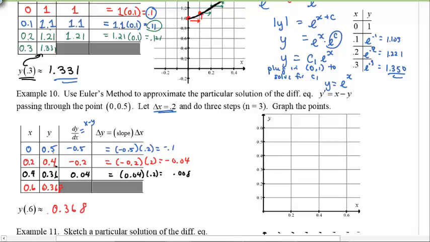If I were to draw these points now, 0, 0.5, so once again I'm drawing these points. 0.2 and 0.4, so I guess that goes here. 0.4 and 0.36, that's right about there. And 0.6 and 0.368, just a little bit higher now, like right there. So I guess my curve looks something like this. And then it comes back up just a little bit. Okay.